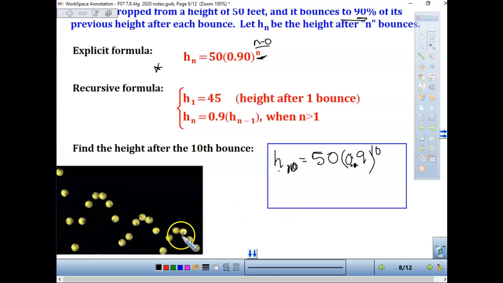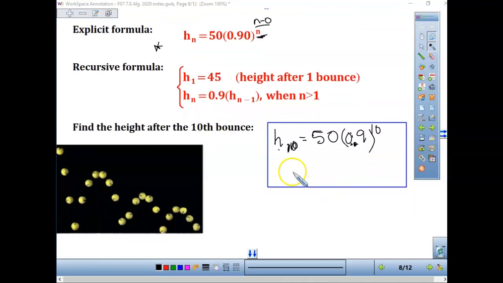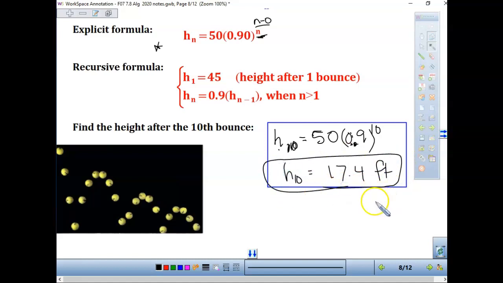So use your calculators, please, put that in. H to the 10, how many feet? It started way up at 50 feet. That's pretty high up, right? And it's now bouncing. Lindsay, what'd you guys get? 17.4 feet. So you're going to want to label your answer, h to the 10 equals 17.4.